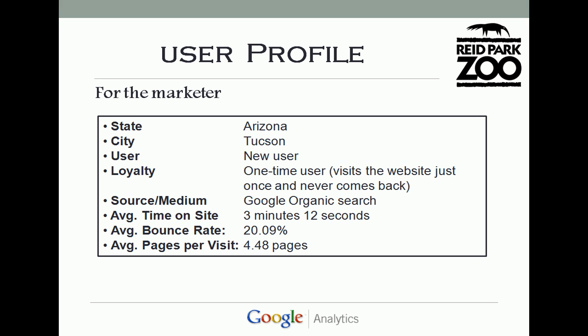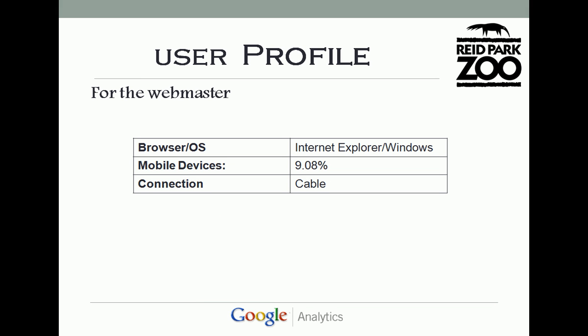The user found the website through Google organic searches. The average time spent on the site by the user is about 3 minutes and 12 seconds. The average bounce rate is about 20%, and the average pages per visit for that average user is about 4.5 pages. So now let me present you with the average user profile that the webmaster requires.